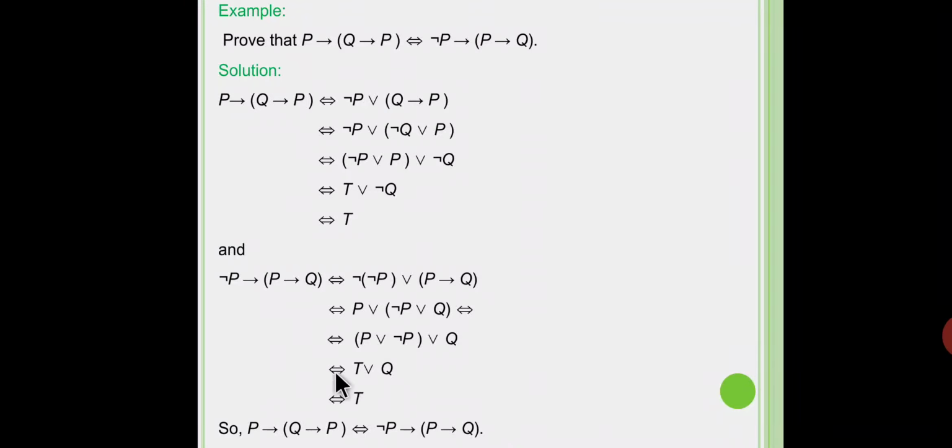Okay. So the LHS of the given relation is equivalent to true, and the RHS of the given relation is equivalent to true. From these two we conclude that (P implication Q) implication P is equivalent to negation P implication Q. Okay, next one.